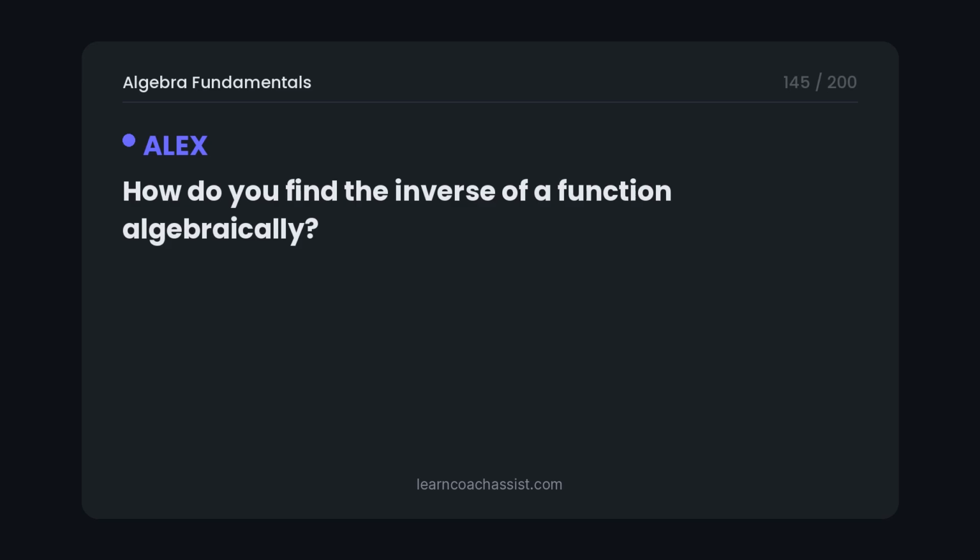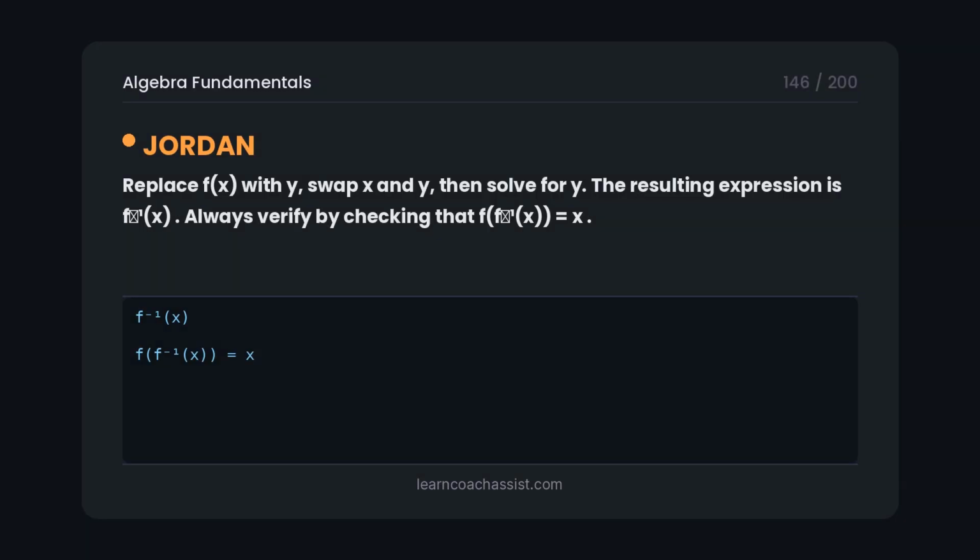How do you find the inverse of a function algebraically? Replace f(x) with y, swap x and y, then solve for y. The resulting expression is f^(-1)(x). Always verify by checking that f(f^(-1)(x)) equals x.